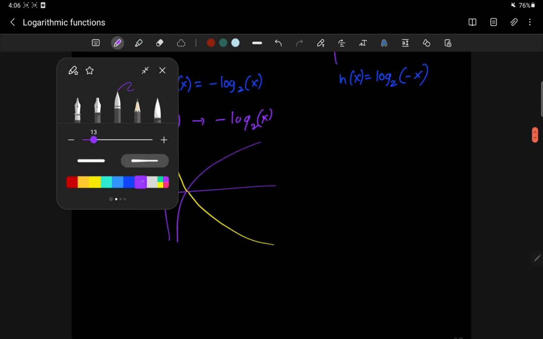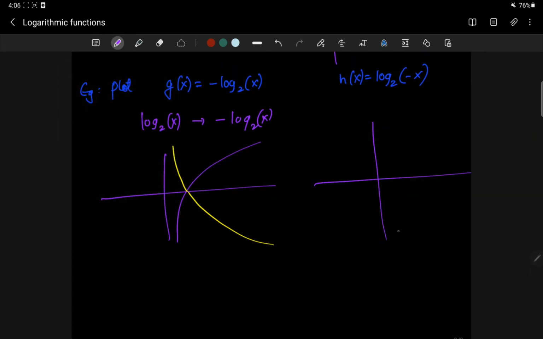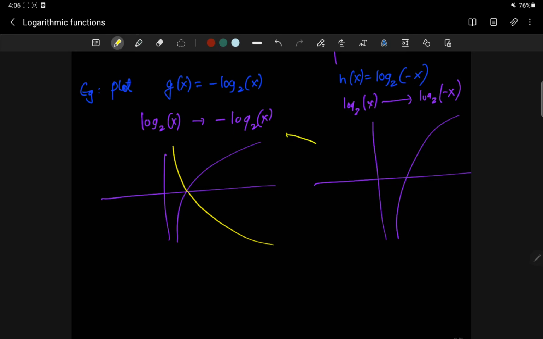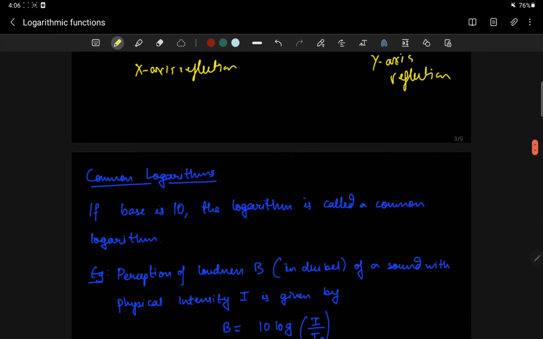Whereas in the second case, what we are doing is we are taking log x and we are replacing x by negative x. So in that case, we are going to be reflecting it along the y-axis. Okay, so this is x-axis reflection and this is y-axis reflection. Which means that we essentially can draw the graph of any logarithmic function now.